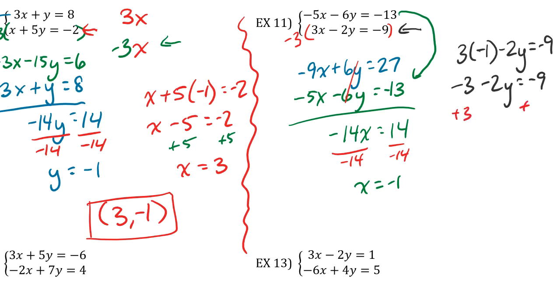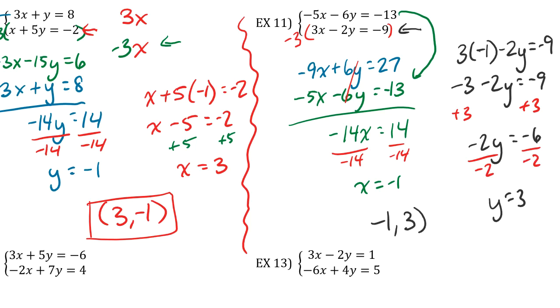We can add 3 to both sides. So we're going to get negative 2y equals negative 6. And lastly, divide both sides by negative 2, and we get y equals 3. So our final answer is going to be negative 1, 3. Oops, don't want to cut off that equation for later. There we go.